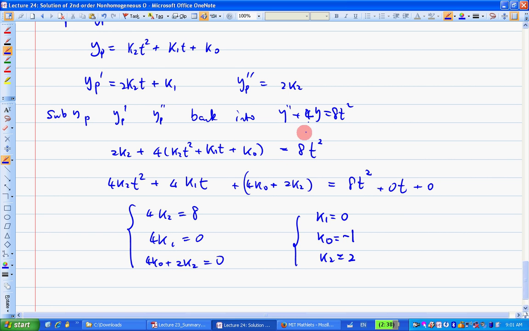It doesn't matter what kind of function you take here, whether it's t squared or maybe sine or cosine. All you need to do is, after substituting the yp double prime and yp prime, you group the similar terms, compare the coefficients of the left side with the coefficients of the right side, and then solve for the constants. And if you feel that you're short of one equation, there must be a mistake somewhere, and it's guaranteed that you can solve it.